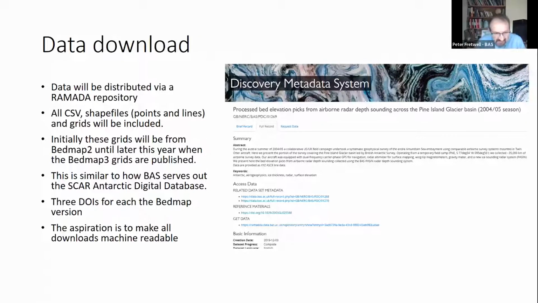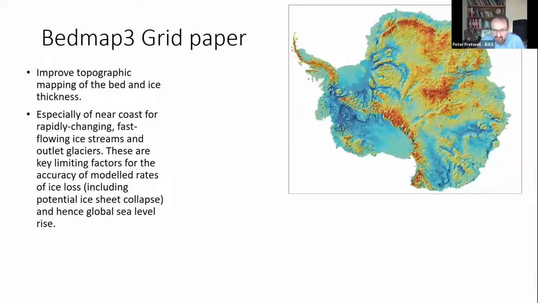Each different data set will have its own DOI, both the underlying data and the actual full data sets as well. So each DOI will have three different entities, for the shape files, the CSV files, and the overall data. The aspiration is to make it all machine readable over the web. So that's the first bit, that's the data paper.